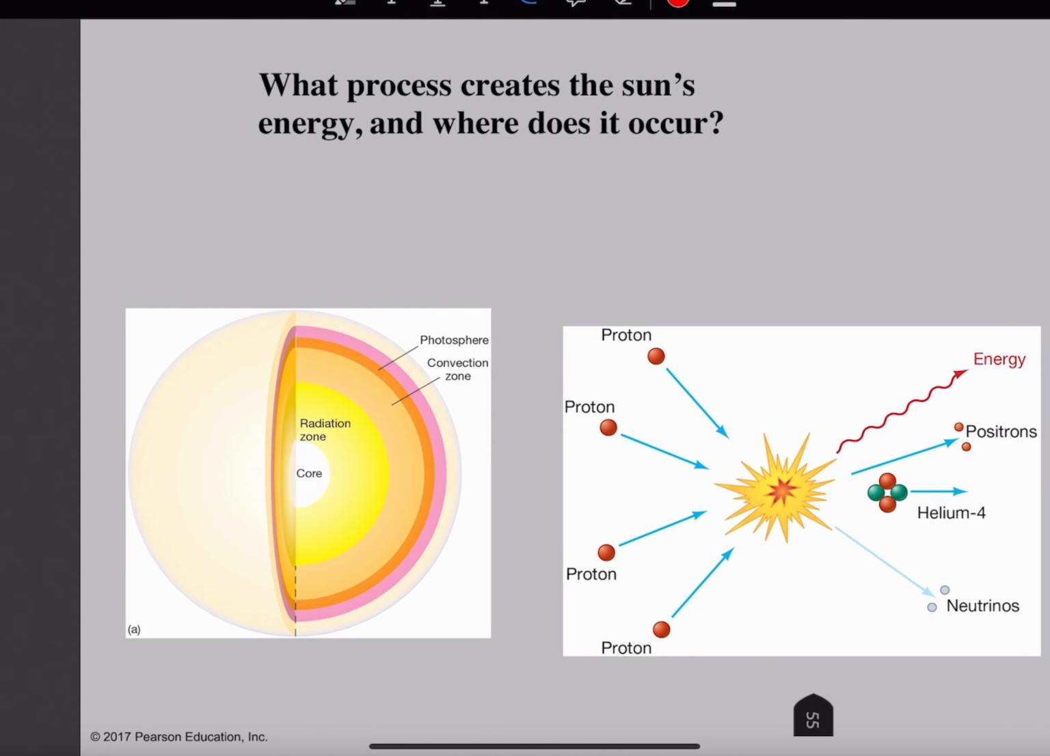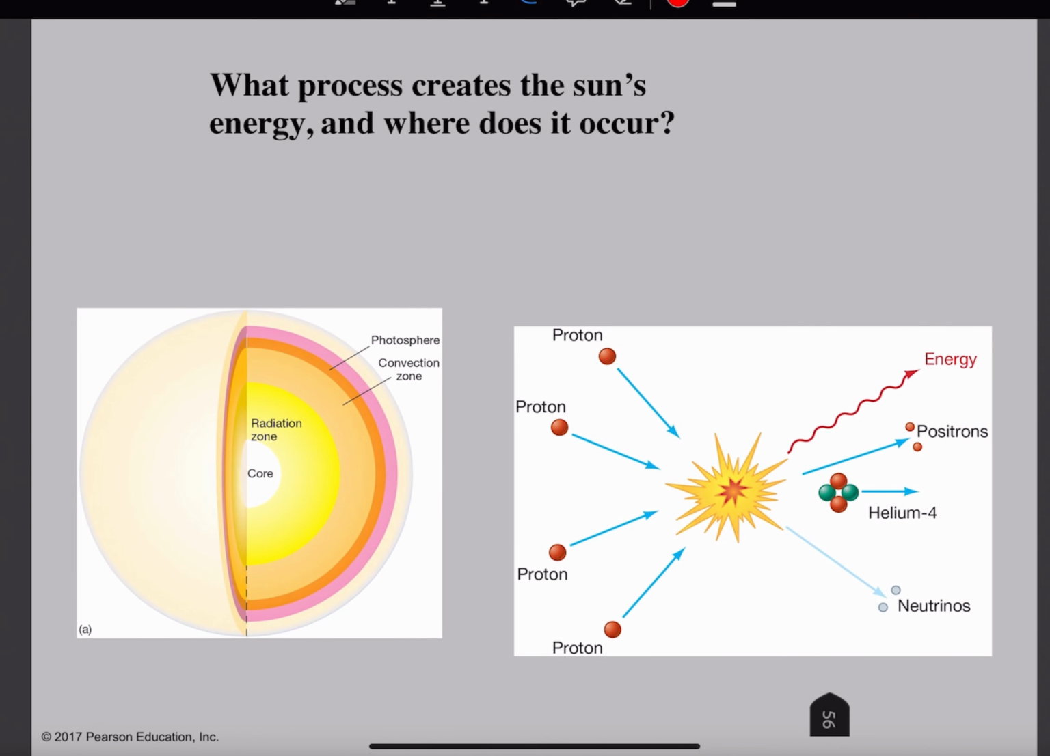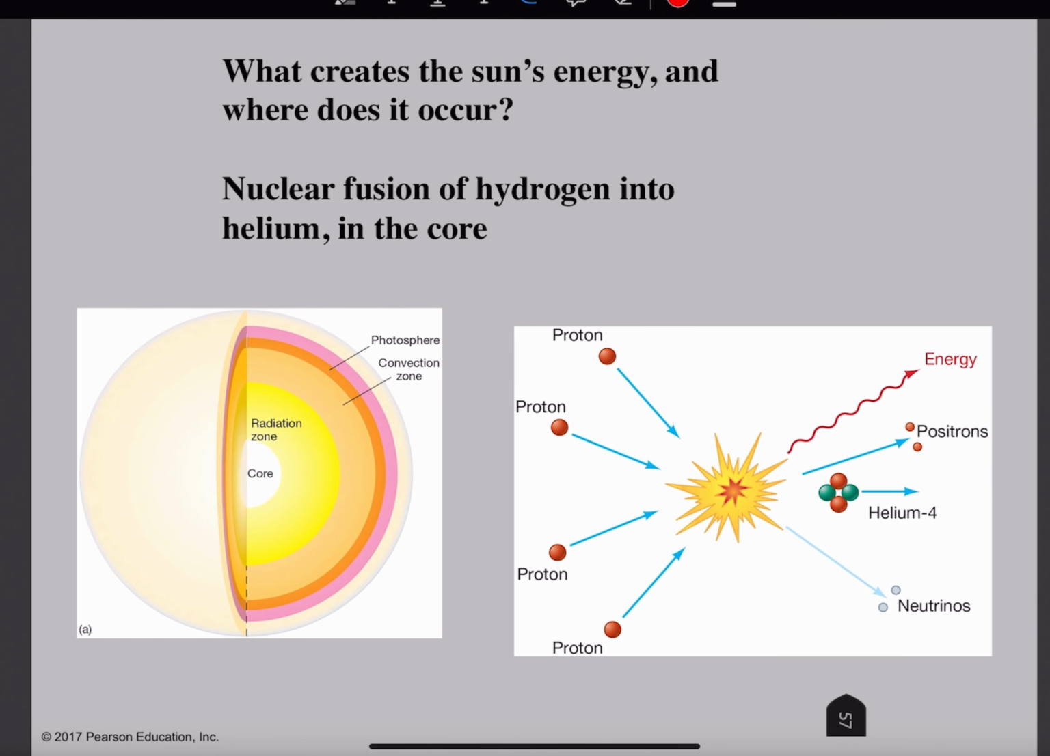Okay, so we'll skip this one. Okay, here's the next one. What process creates the sun's energy, and where does it occur? So those pictures are hints. So the process that creates energy is nuclear fusion of hydrogen into helium, and it occurs in the sun's core. So you can see here, hydrogen nuclei, or just protons, get fused to create helium nuclei.